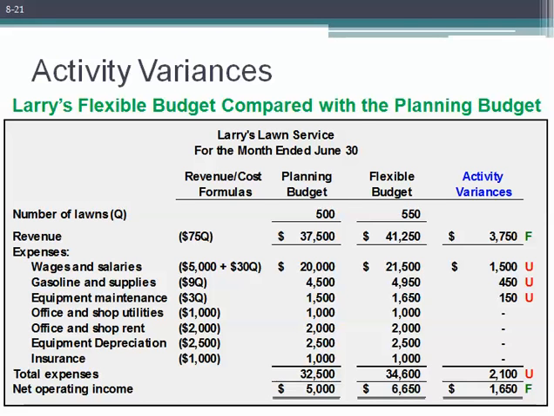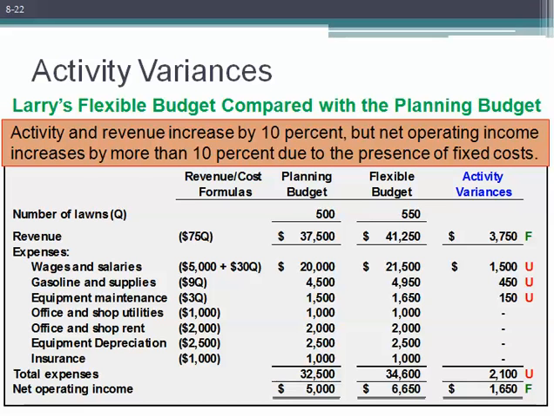For instance, wages and salaries both had a $500 fixed component in both the planning and the flexible budget, but the variable component was $30 per lawn, so 30 times 500 for the planning budget, whereas with the flexible budget it was 30 times 550. Again, all of our activity variances for our expenses will be unfavorable because our activity level was higher than we had originally anticipated.